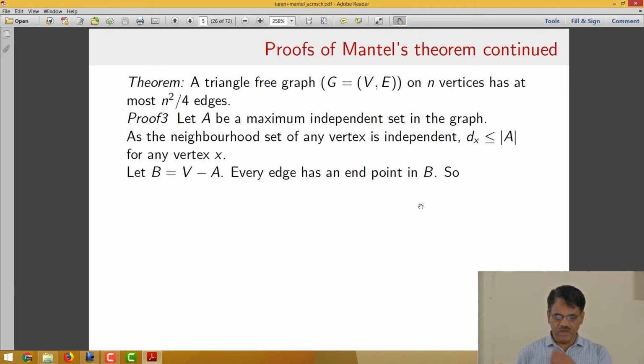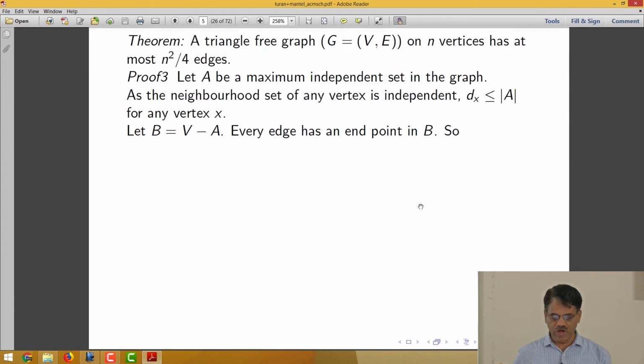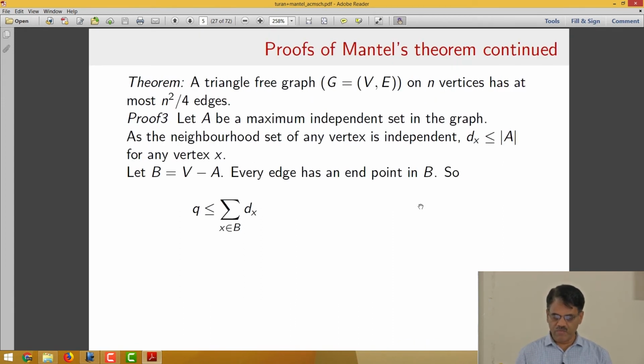Okay, so let B be equal to V minus A. Now, since A is independent, every edge should have at least one endpoint in B, right, because you cannot have an edge inside A. Okay. So, now I am going to count the number of edges slightly differently. If you sum the degrees of vertices of x alone, the number of edges is upper bounded by that. Why is it upper bounded? Why are they not equal?